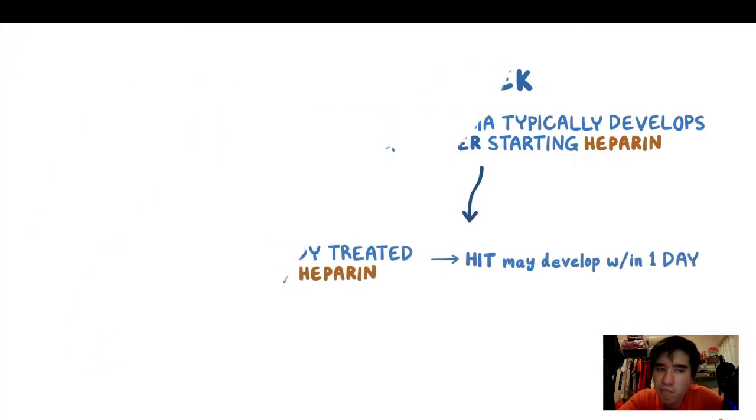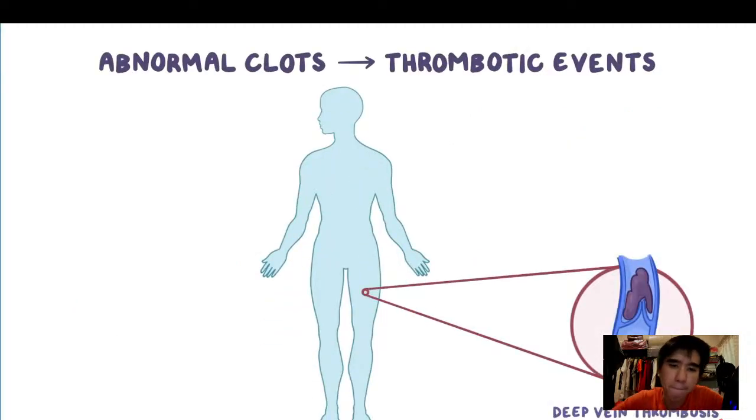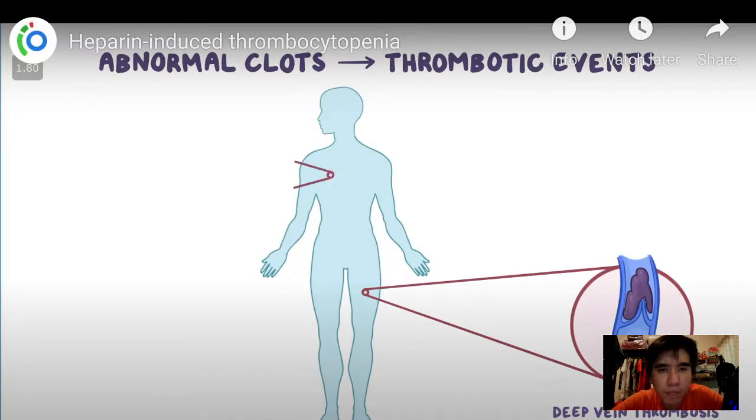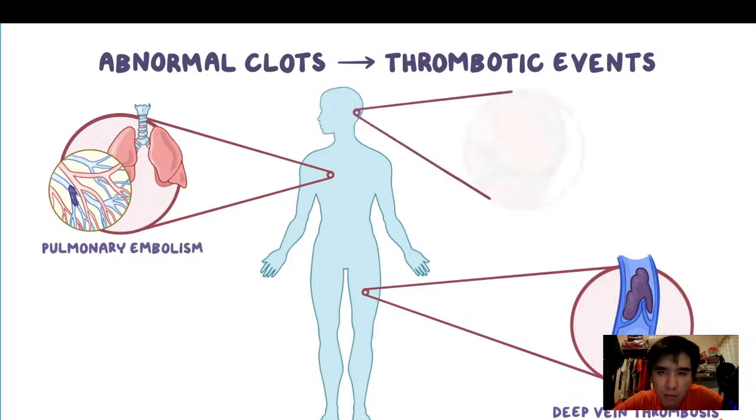Now, the widespread formation of abnormal clots can lead to life-threatening thrombotic events, which are most often venous, causing deep vein thrombosis. Sometimes, this thrombus can break down, and part of the thrombus, also known as emboli, can lodge into the pulmonary circulation, leading to pulmonary embolism, which is often life-threatening. Thrombus can also develop in cerebral veins, leading to cerebral venous sinus thrombosis.